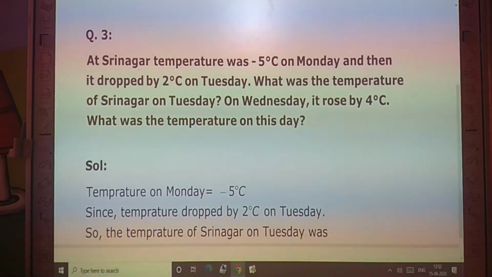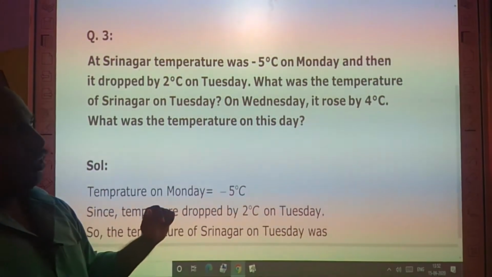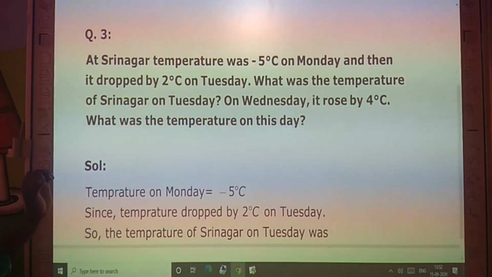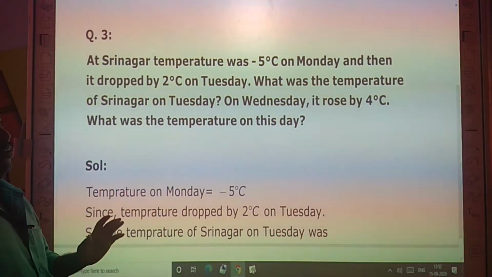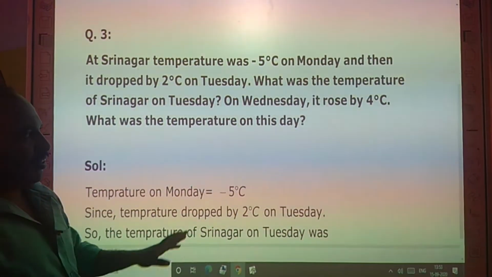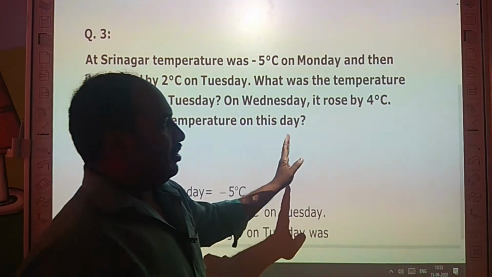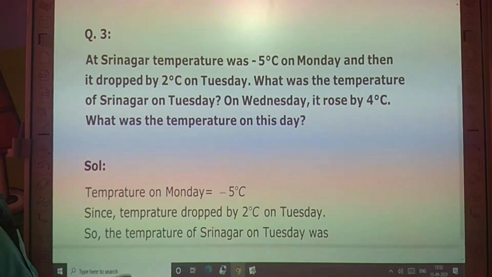The next one, question number 3. At Srinagar, the temperature was minus 5 degrees Celsius on Monday, and then it dropped by 2 degrees Celsius on Tuesday. What was the temperature of Srinagar on Tuesday? And then on Wednesday, it rose by 4 degrees Celsius. What was the temperature on this day?